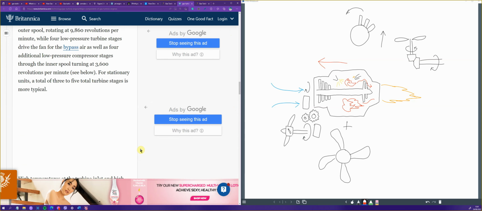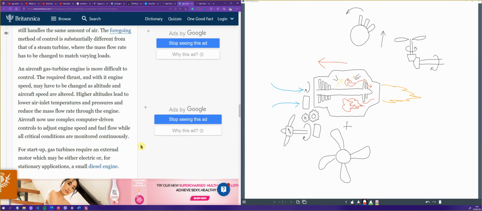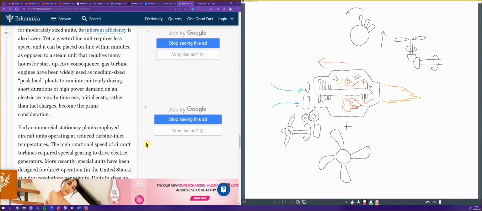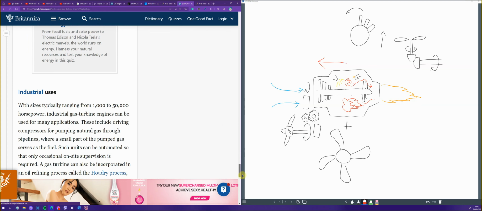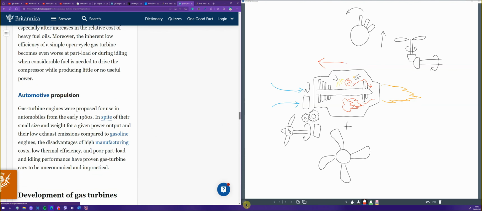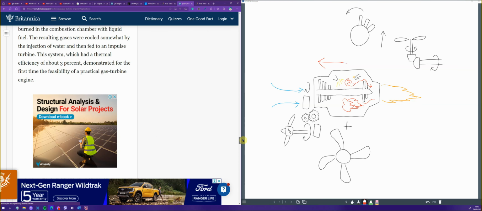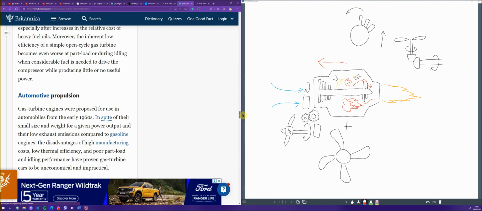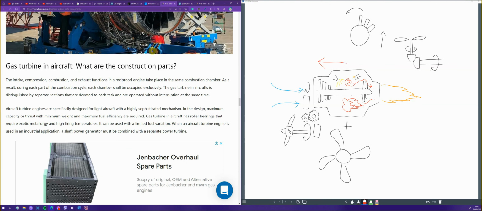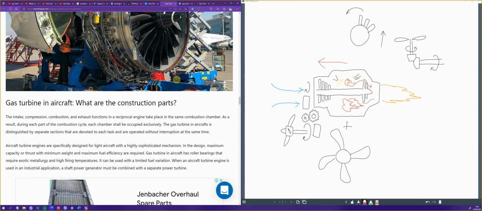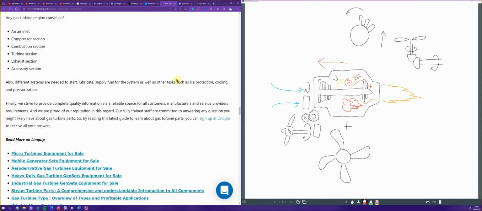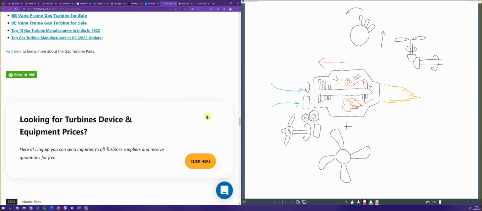Hanapin natin yung picture. Dapat may picture to eh. Wala siyang picture. Natin. Wala. Ayan, di bale. Ito na lang. Ito yung parts niya. Wala rin picture.